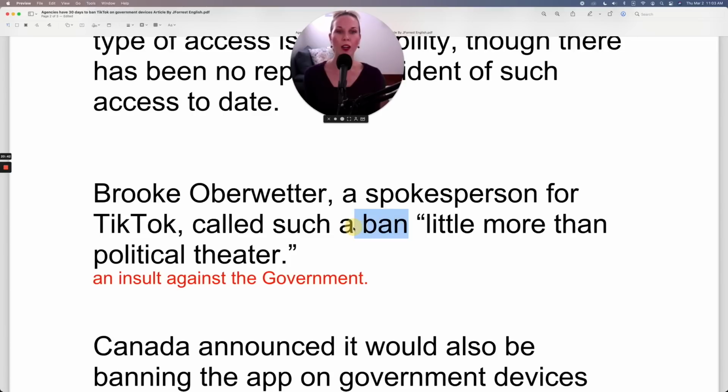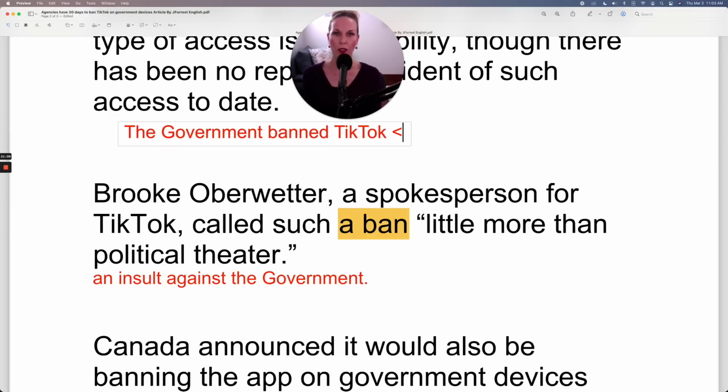Now notice here, a ban. What do you notice that's different from the examples I gave before? The government banned TikTok. Let's talk about the ban. What do you notice? Well, my first sentence, the government banned TikTok, is a verb. Ban is being used as a verb. The government banned TikTok. This is a verb. To ban. That's the verb.